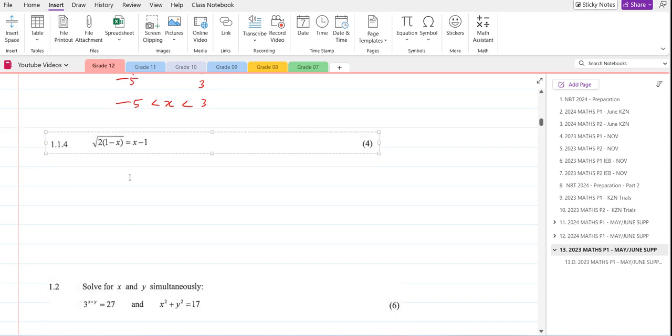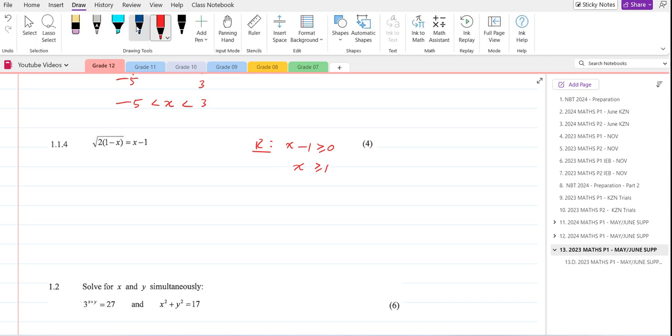Okay, so we have a surd equation, and we know we get a restriction for a surd equation. The restriction is that the square root of anything is always positive. So in other words, that anything value is x minus 1, which is greater than or equal to 0. So x is greater than or equal to 1. So I can only accept answers which are greater than or equal to 1.